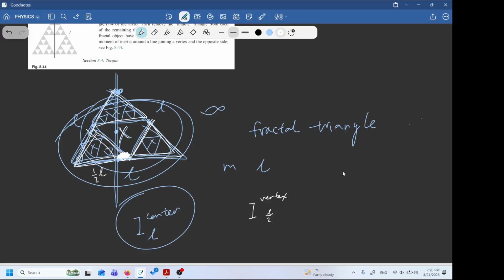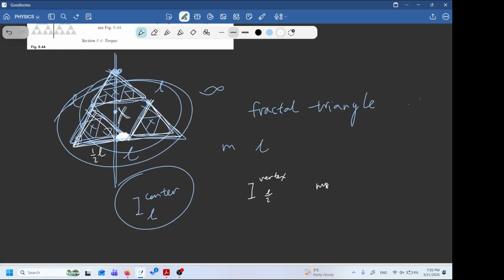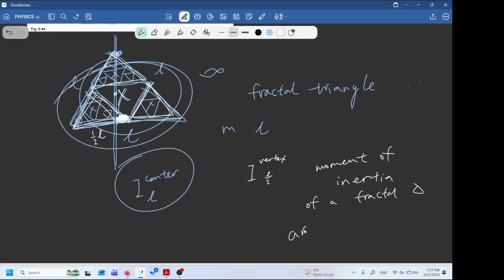So this quantity just means that it is the moment of inertia of a fractal triangle of side length L over 2 rotating around one of its vertices. So this is I vertex L over 2.